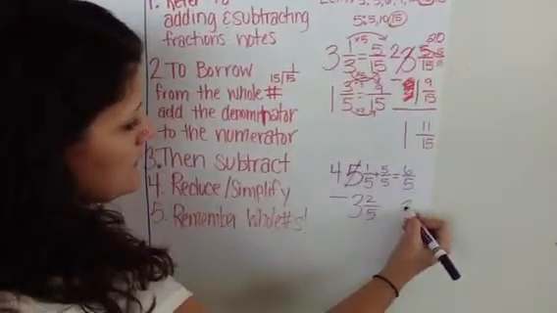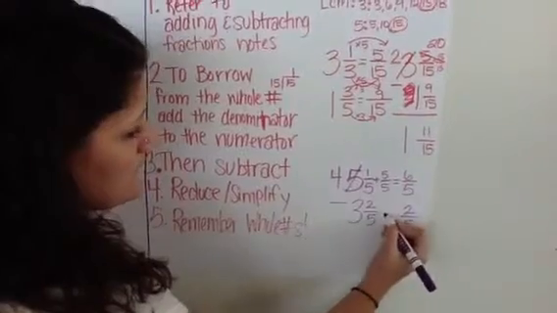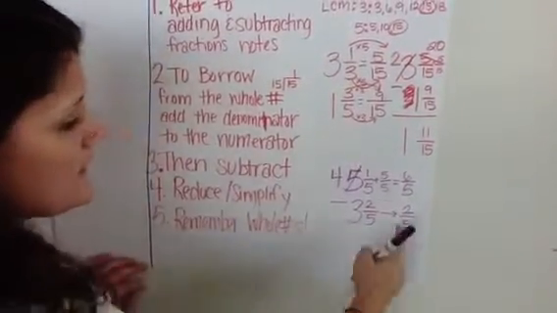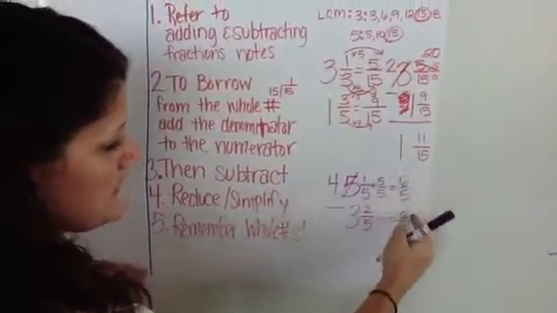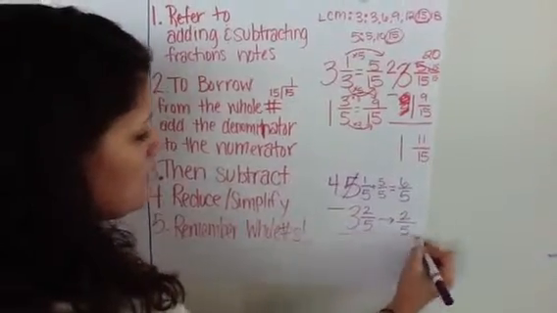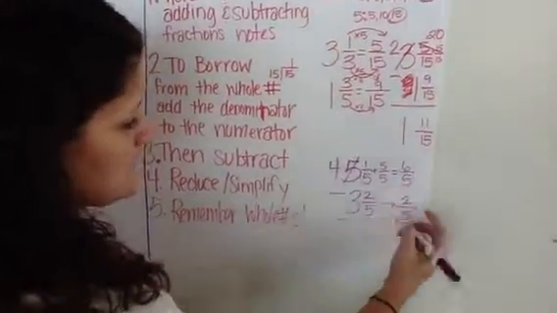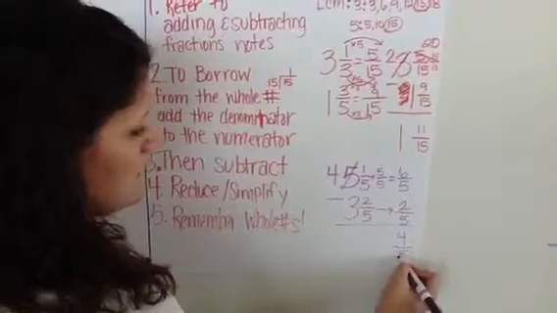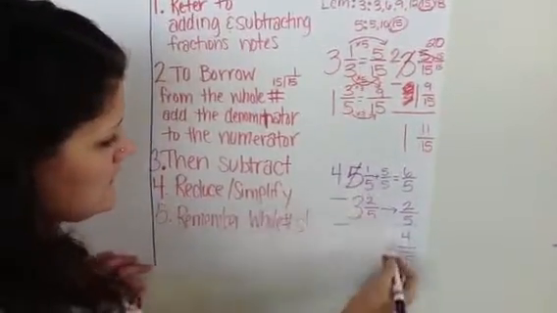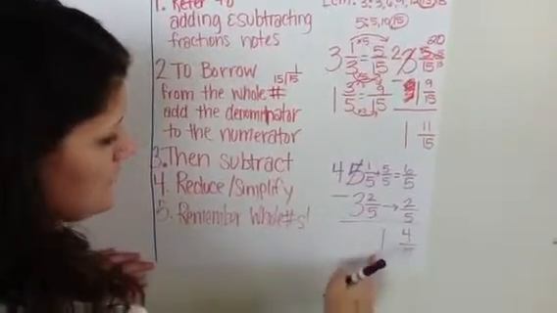And I'm going to rewrite 2/5 here. Just brought it over. And now I can subtract my numerators. 6 minus 2 is 4. Bring my denominator down. And then subtract 4 minus 3 is 1. So my answer is 1 and 4/5.